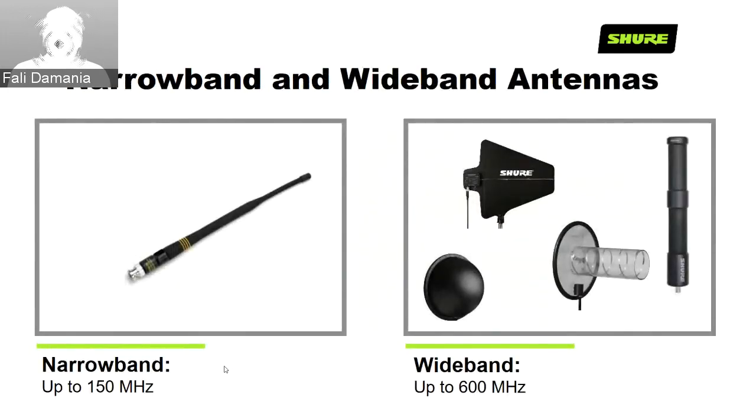You can pretty much divide all the antennas into two types. One is narrow band, which is the first UA8, covering up to about 150 megahertz of range, and the wide band stuff, which is about 600 megahertz. So you can use that with a wide range of equipment. You don't have to keep changing antennas based on the equipment that you have, because being wide band, they pick up across the entire range.